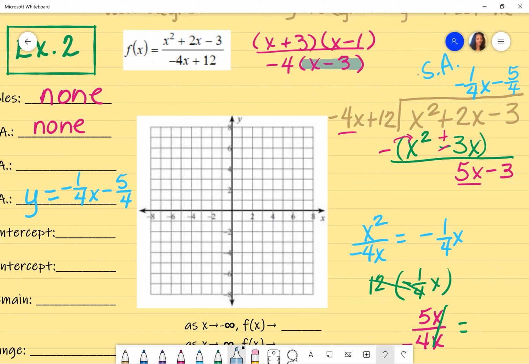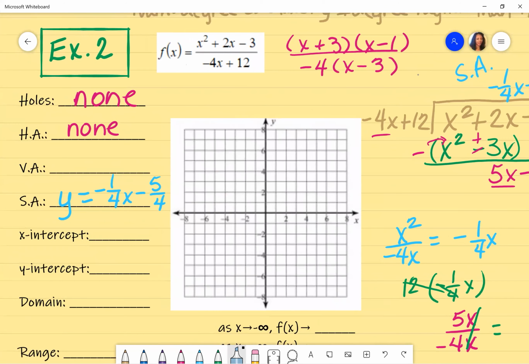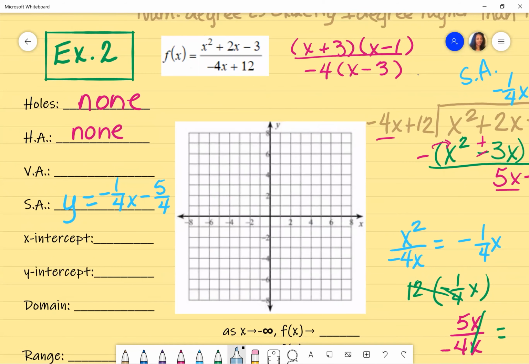And then I'm going to go back and look at my vertical asymptote, which is what's in my denominator. I don't have any holes, so I don't have to worry about that. So that x minus 3, set it equal to 0, and that is going to become a +3. But I don't just write 3. I write x is equal to 3.